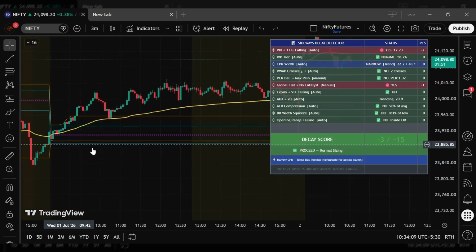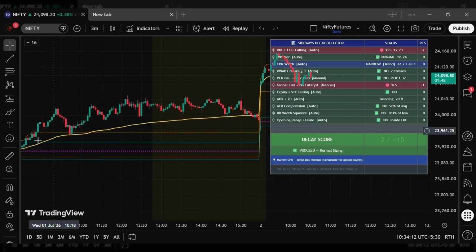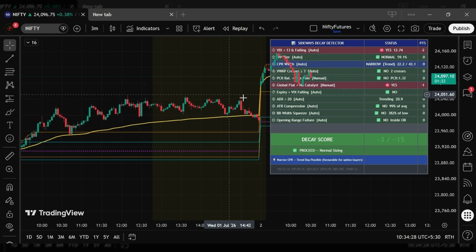Same case yesterday as well. The price moved slightly up, and it was trading above the VWAP level, but it was not so much a trending day. After 12 p.m. until 3:30 p.m. it was range bound. It was completely range bound.